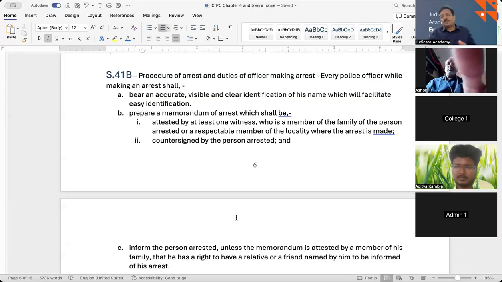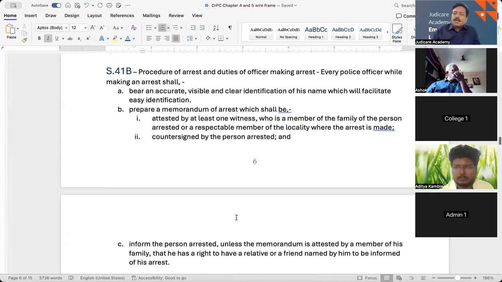It's a proper form. The memorandum of arrest is a 4 or 5 pager document, a big document, which talks about all the details about the person. And it has to be attested by at least one witness, whom we call the punch, who is a member of the family of the person arrested, or a respectable member of the locality where the arrest is made, and countersigned by the person arrested. So as you are making a memorandum of arrest with all the details of the person and the things on him, a countersign from the person is very much required, so that he is also agreeing that yes, this was the condition.